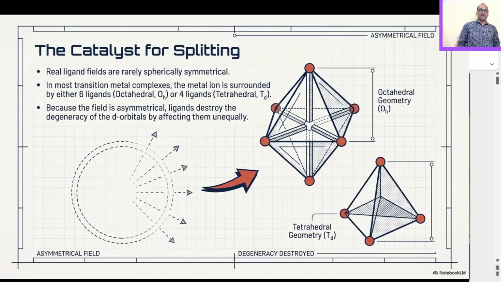But usually the real ligand fields are not spherically symmetrical. So in most of the transition metal complexes, the metal is surrounded either by 6 ligands in the case of octahedral complexes, so this is the octahedral geometry, and usually by 4 ligands in the case of tetrahedral geometry. So here you can see the tetrahedral geometry, where you can have 4 ligands at the corners of the tetrahedron. Because the field is asymmetrical, the ligands will destroy the degeneracy of the orbitals by affecting them unequally.